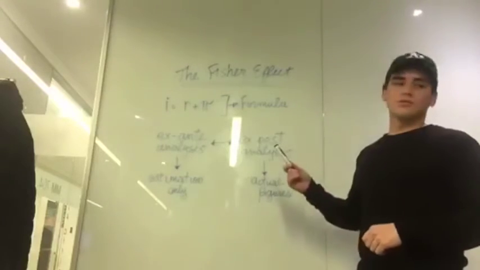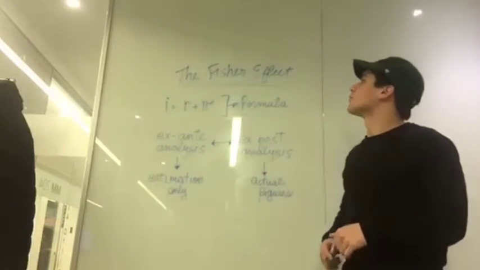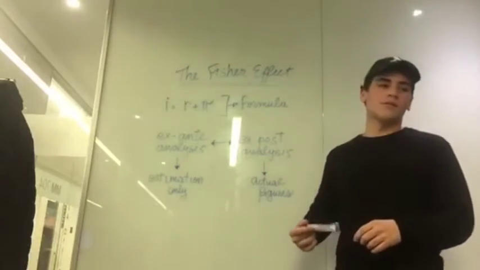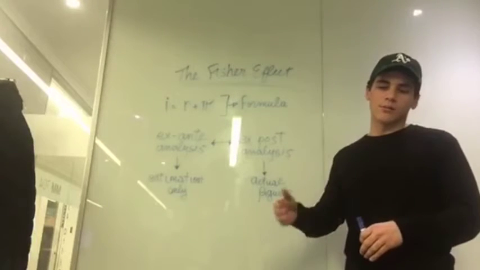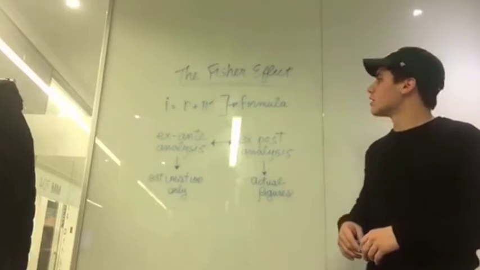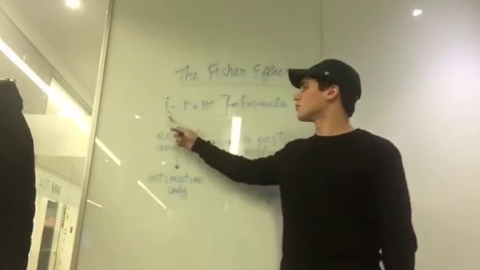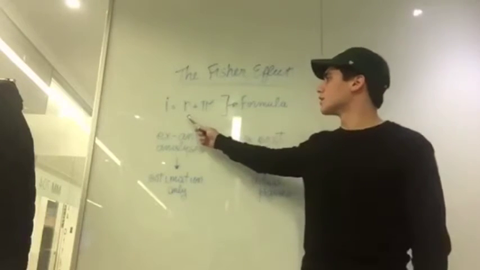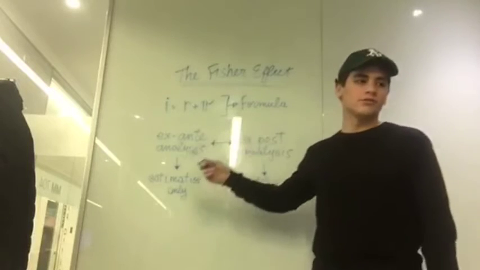Would you like me to explain to you the Fisher effect today? Yeah, I would appreciate it, please. Okay, so basically the Fisher effect is an economic theory that describes the relationship between inflation and both nominal and real interest rates. And as we have the formula here written down, we can see that nominal interest rates are equal to real interest rates summed with the inflation rate of the year you're taking into consideration.